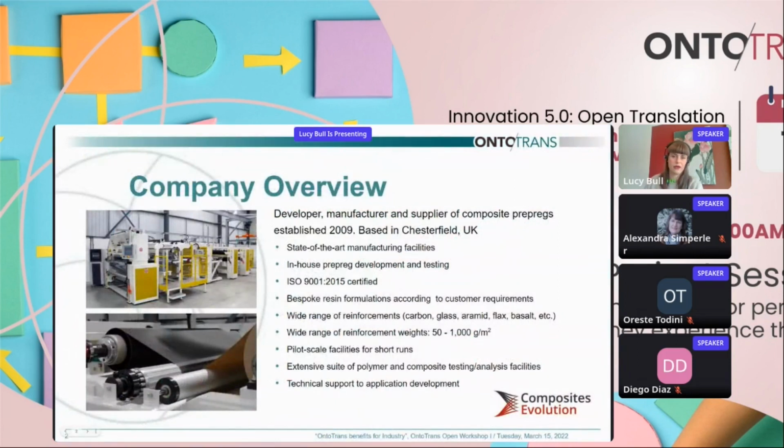I am the project manager at Composites Evolution, and as you've probably gathered now, we're one of the end users in the OntoTrans project. We are a company based in the UK, and we develop, manufacture and supply composite prepregs to our customers, who then mould and cure these to form finished composite parts. As well as the production facilities that you see in the photos here, we also have pilot scale facilities for short runs and a team of experts and development engineers who provide technical support in the form of in-house prepreg development and testing.